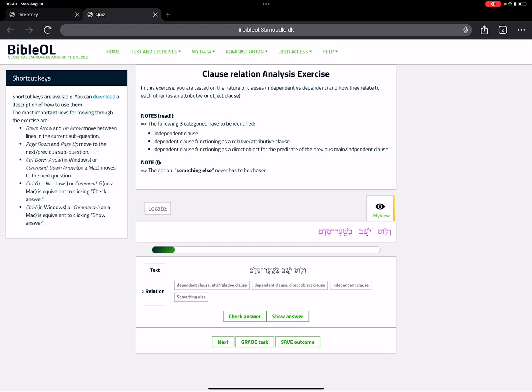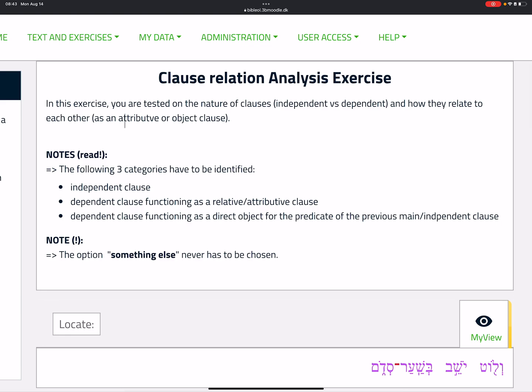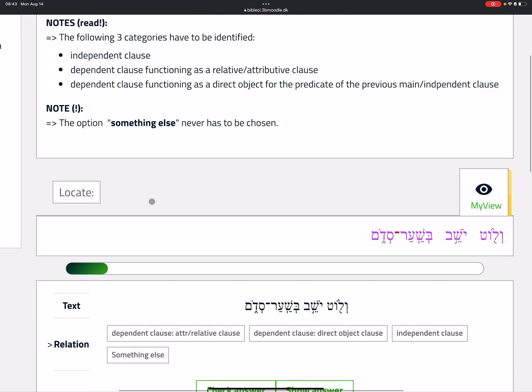In this exercise, you learn how clauses relate to each other. Make sure, as always, that you read the exercise description first. There are basically 3 clause categories that you have to be able to identify. You need to know, is the clause that you're reading an independent clause, or is it a dependent clause?